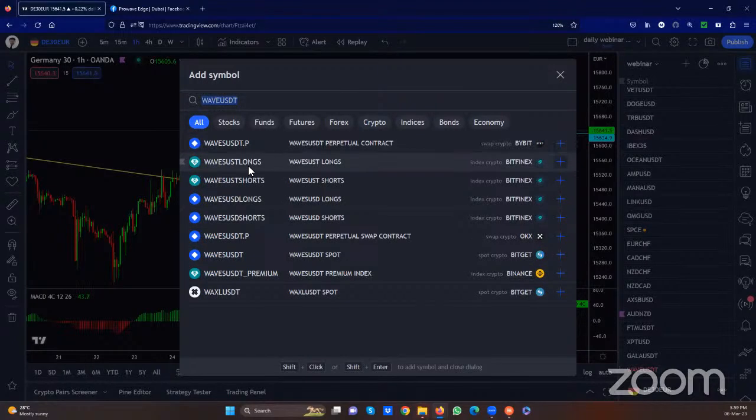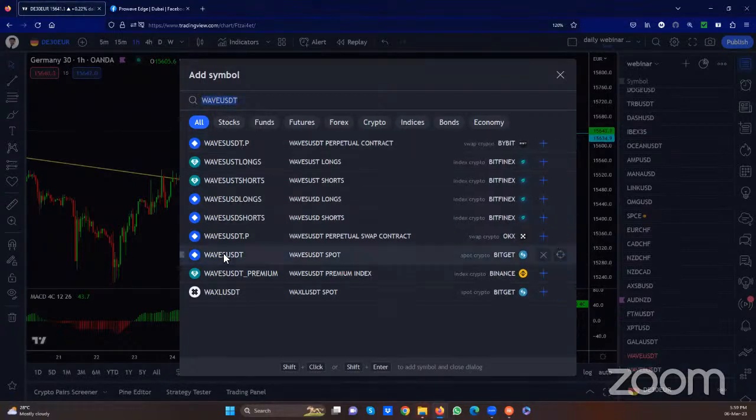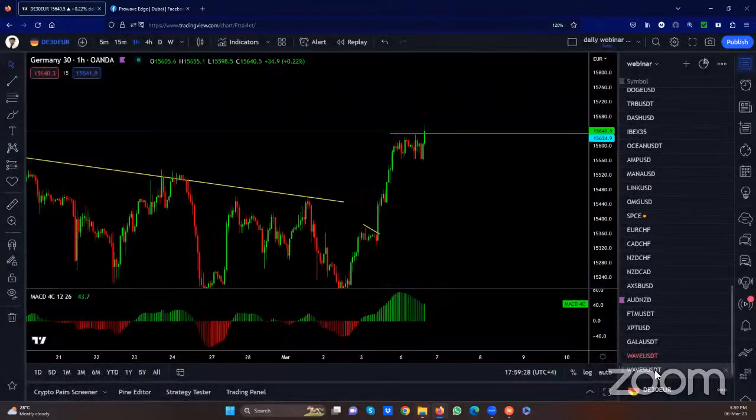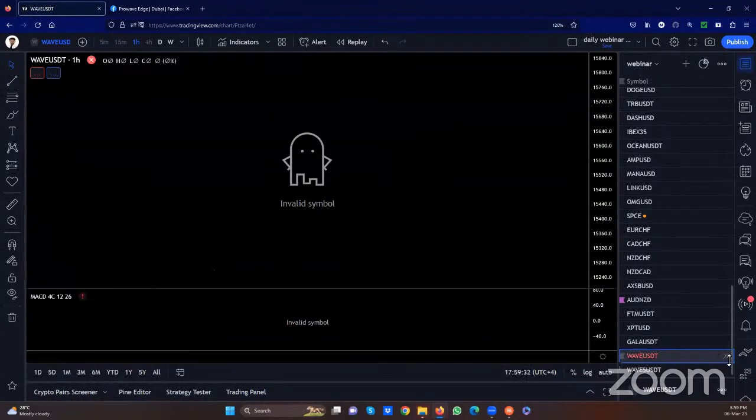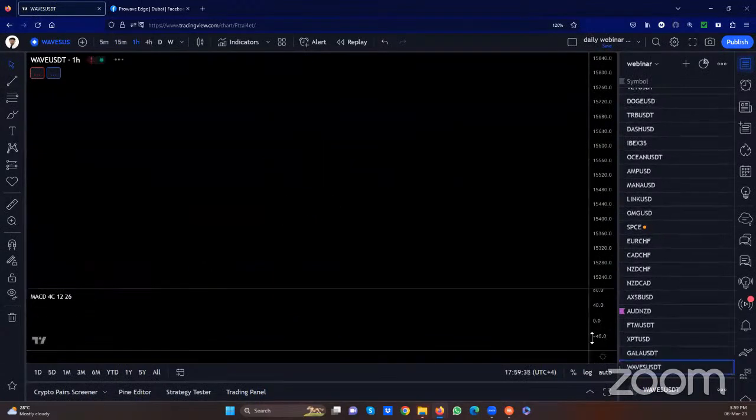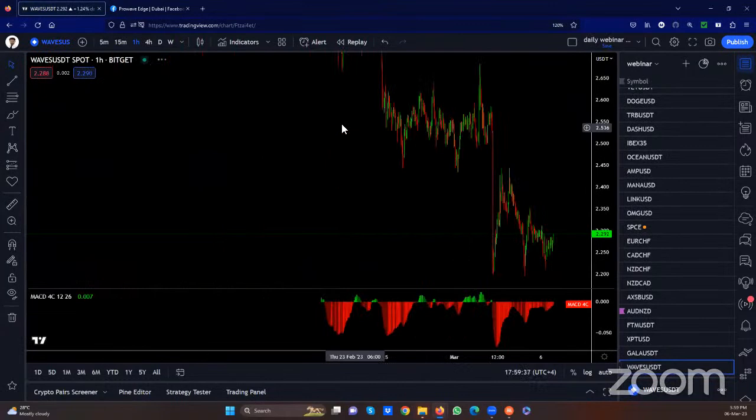You guys really trade a lot of cryptos. It doesn't have wave USDT. It has a USDT with a P. Oh, this one has a USDT. So we're gonna go with that. Oh, I have it here actually. Nothing, this is useless. Let me see this. Okay, this one, I think this is what you want, right?